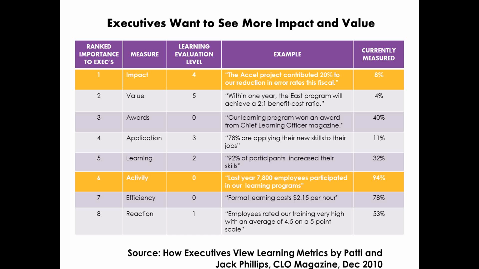The second piece is value, which is the element that Mr. Phillips added to the Kirkpatrick model, but only 4% of organizations are doing that. And then the 6th most important element to executives was activity. That's not even a part of the Kirkpatrick Phillips methodology, but 94% of organizations are doing that measurement. So we do spend time tracking people's participation in training, but it's not really that important to executives. They really want to see that impact and value.